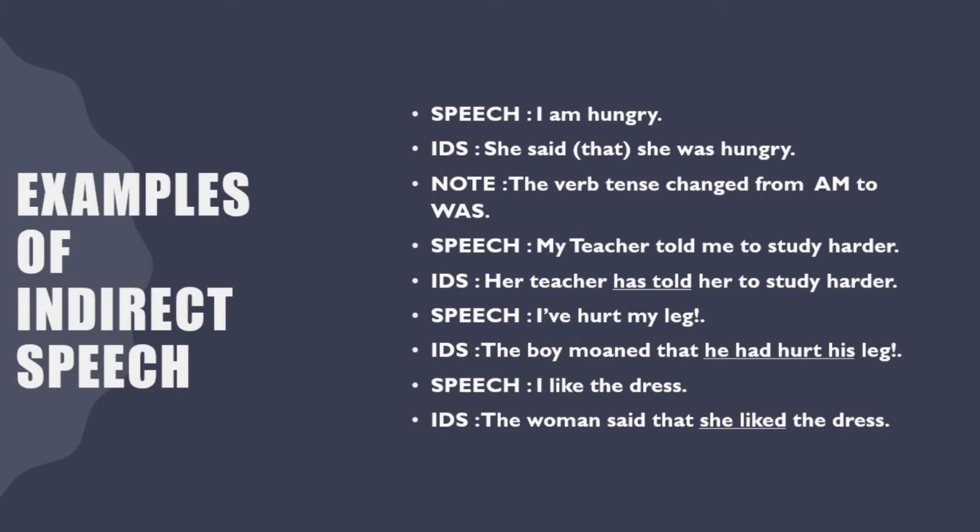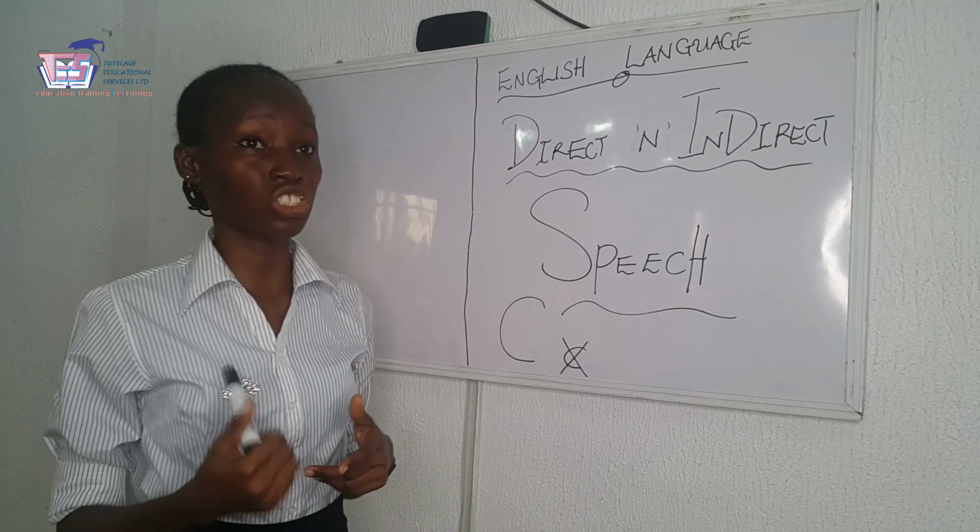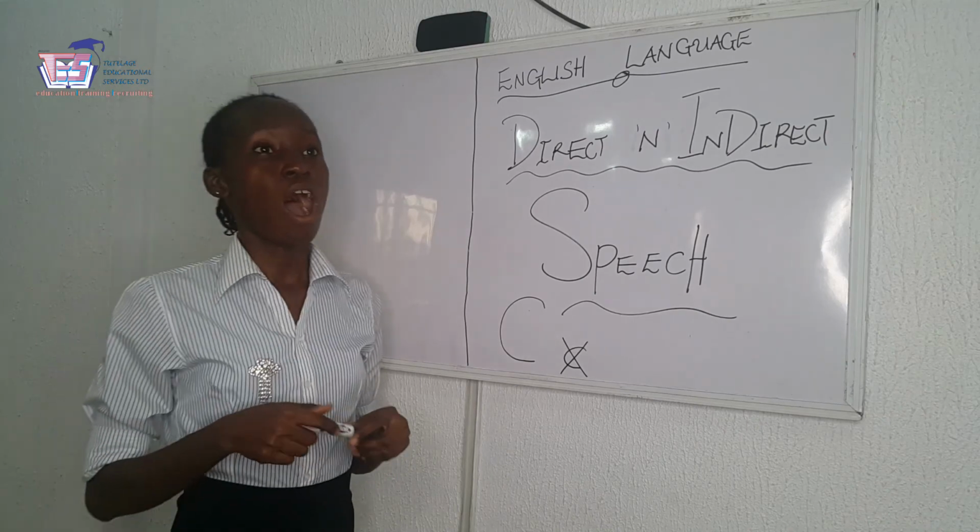The next example is, "I've hurt my leg." The indirect speech for that is, the boy moaned that he had hurt his leg. So we go to the next example, "I like my dress," or, "I like the dress." The indirect speech for that is the woman said that she liked the dress. So you could be able to identify where the verb tense and the pronoun tense changed in the sentence.